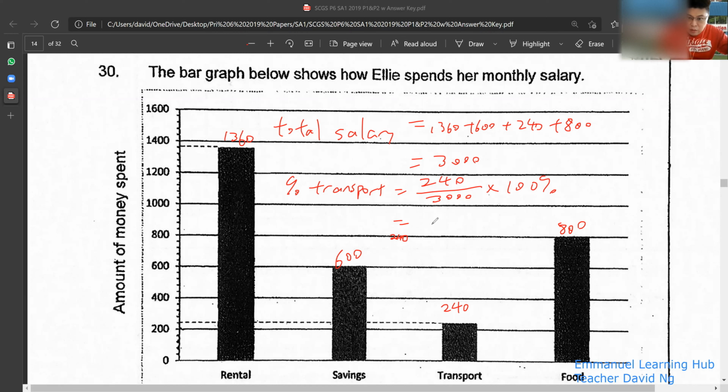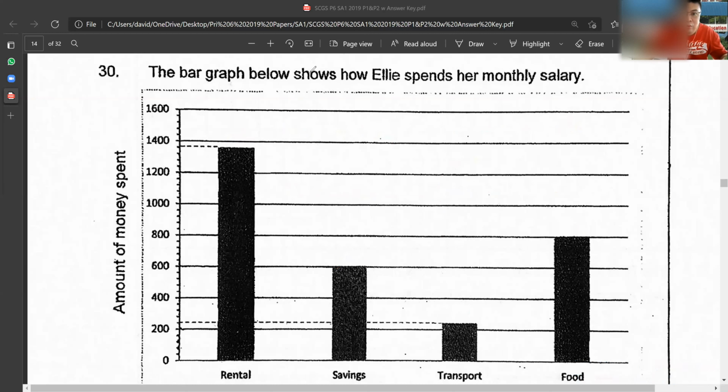Then after that, here you can cancel the 0. 24 divided by 3 is 8. 8%. That's how you get 8%. This one okay, yeah? This one okay, I move on to the next one.